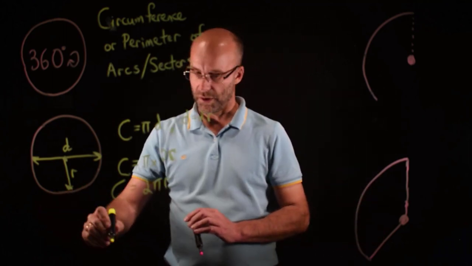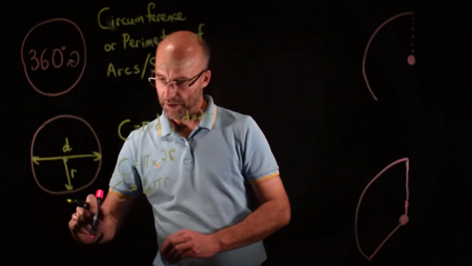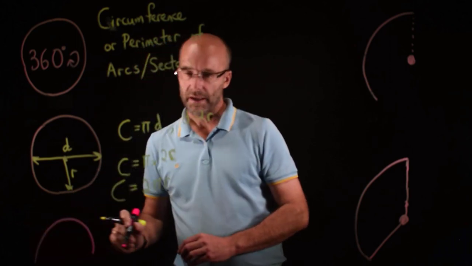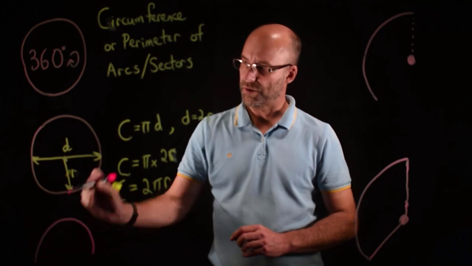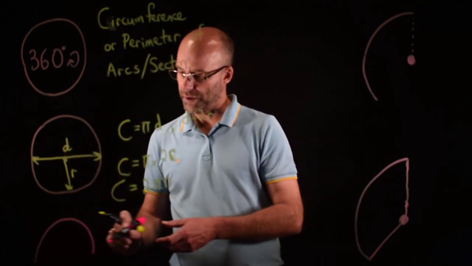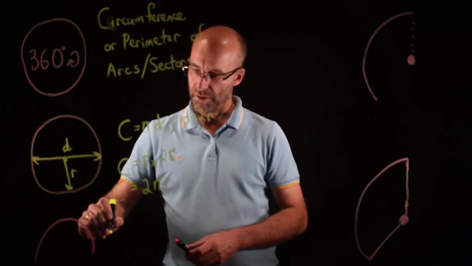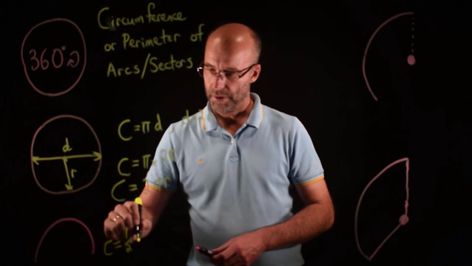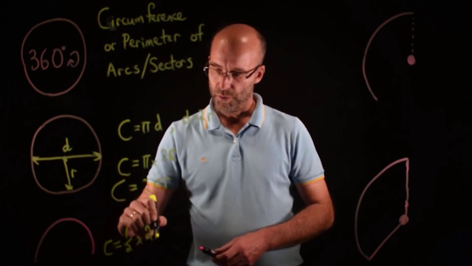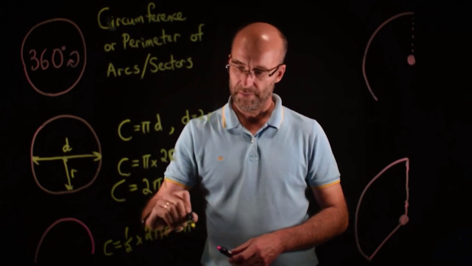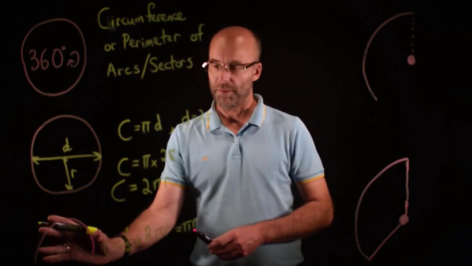So for a semicircle, if we just sketch one in here, the arc length, now that's an arc. If it's not a full circumference, it's an arc. So that arc, let's assume it's a semicircle. And so the circumference of that arc would be half of 2 pi r, which is just pi times r. Okay, so that's an example of an arc.